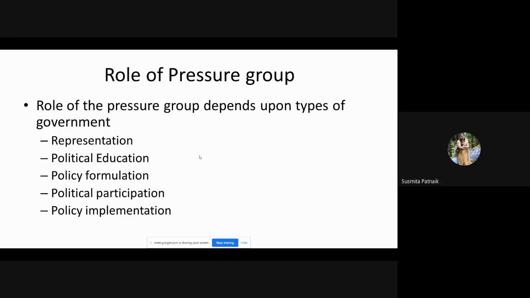The third one is called policy formulation. Policy formulation is an important role of the pressure groups. So policy formulation means that when a policy is there, the policy is formulated according to the dire needs of the citizens.